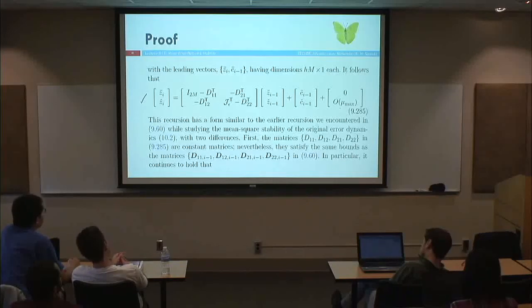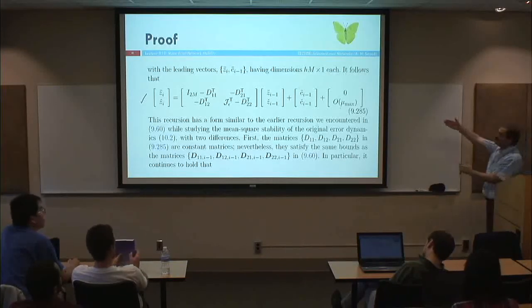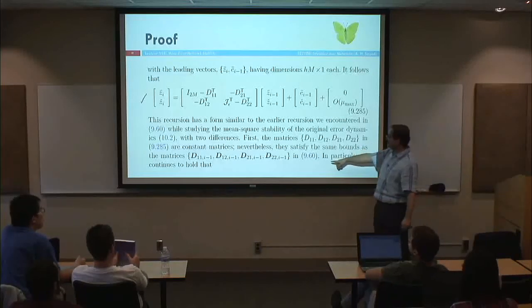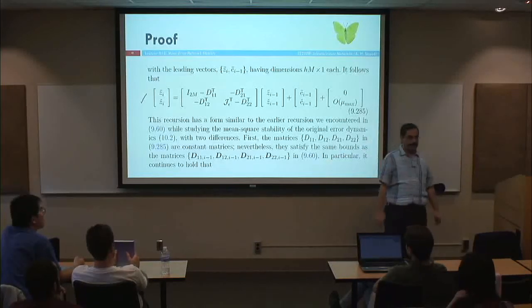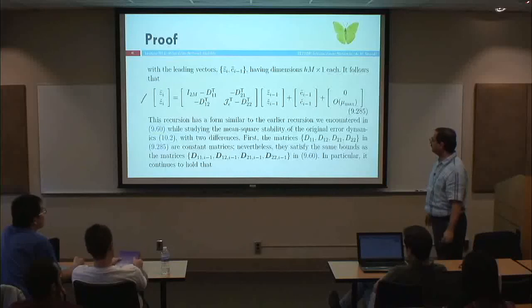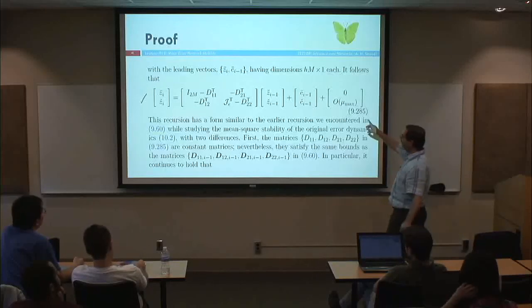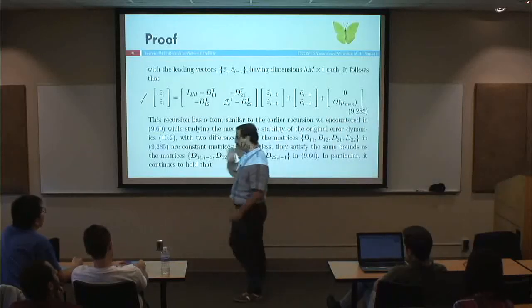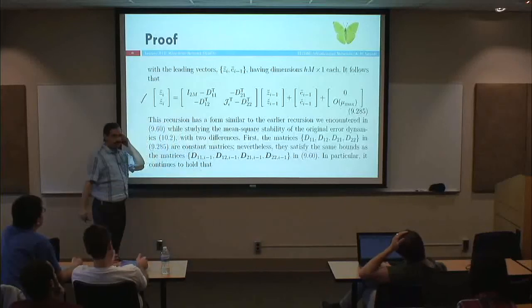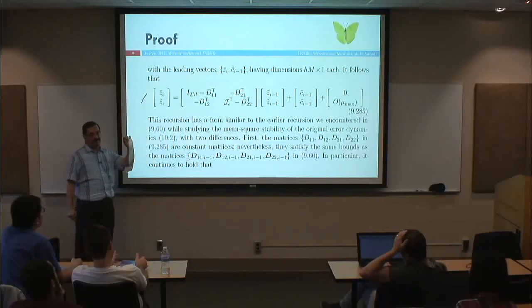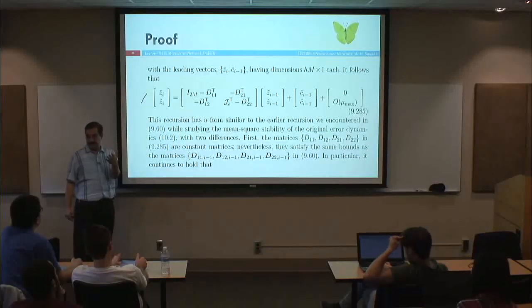This comes from B. B is on mu, correct? Now, this recursion has the same form as the recursion I studied last time. Very similar, okay? I had a recursion when I was studying whether the error vector is stable in the mean square error sense.